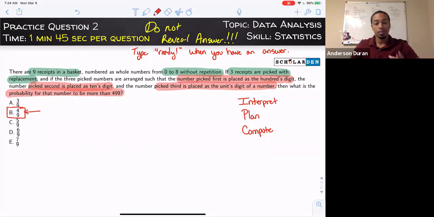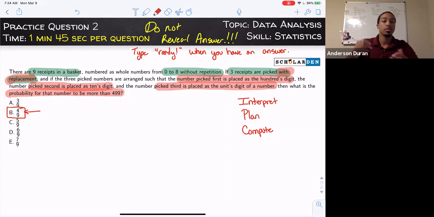So here's the thing. When I read this for the first time, I said, okay, we have 9 receipts in a basket. What it seems that we're trying to do is pick out one receipt, that will be the first number that we place. Another receipt, the second number, the third receipt, the third number. The only difference is that they are picked with replacement. What that means is if you pick one receipt up and you see the number 5, you're going to write down the number 5, and then you put the receipt back in the basket. So that's what it means to have with replacement.